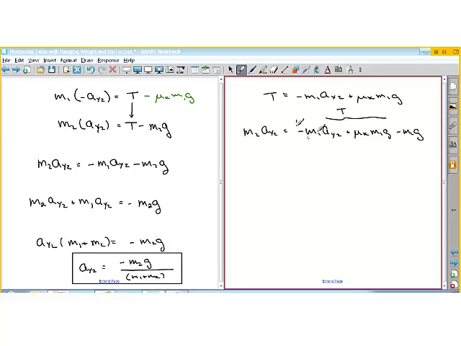So I'm going to do the same thing that I did before. I'm going to move this to the left-hand side. So I'll get m2 a sub y2, which is this term, adding m1 a sub y2, is equal to mu sub k m1 g minus m2 g. If I factor out the thing I'm trying to solve for, what I have left is the sum of the masses. The right-hand side just stays the same.